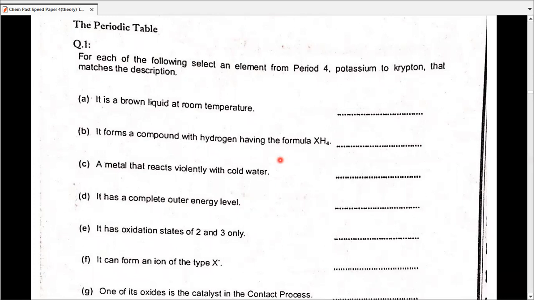Any idea? Come on, it's just a memorization question. Either you know it or you don't. Okay, let's do one thing. It's bromine. Great, it's bromine. The only non-metallic liquid at room temperature, and there is only one, is bromine. The only metallic liquid at room temperature is... what's the only metal that is liquid at room temperature?